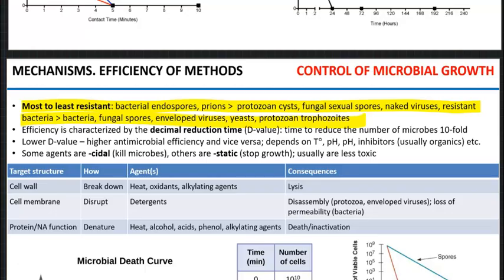I will ask you to pick the most or the least resistant organism out of the list on the exam. Am I clear? You may wonder, what if I ask about the least resistant organism and put trophozoites and enveloped viruses as two options? I won't do that. Does it make sense? I will make it unambiguous.